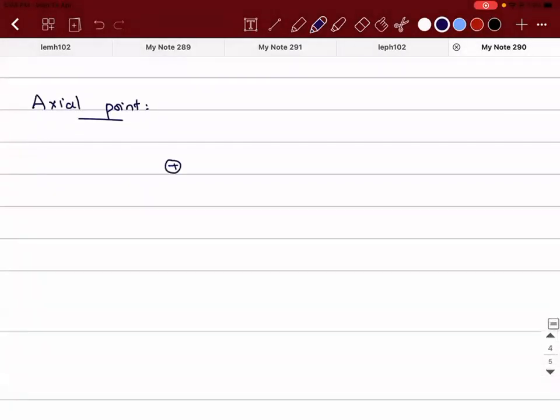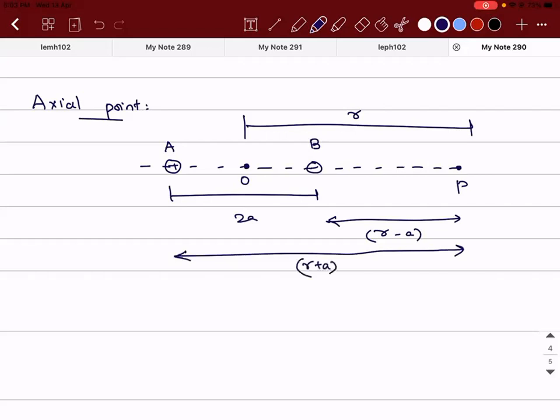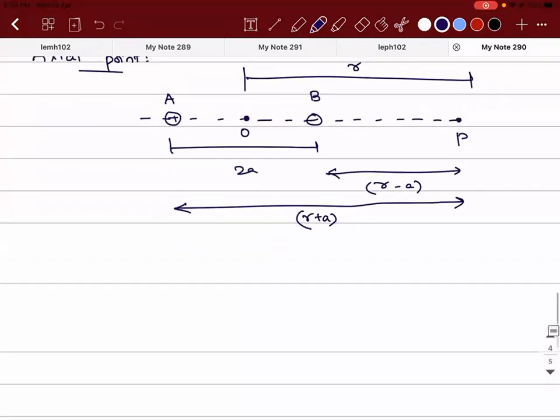So if you take a system of positive and negative charge, let's say they are separated by distance 2a. And if I take a point P here, this is point A and this is point B, so all the distances are measured with respect to the center of the dipole. From the center, let me say this point is at a distance R. Then this distance is going to be R minus A, and this distance is going to be R plus A.